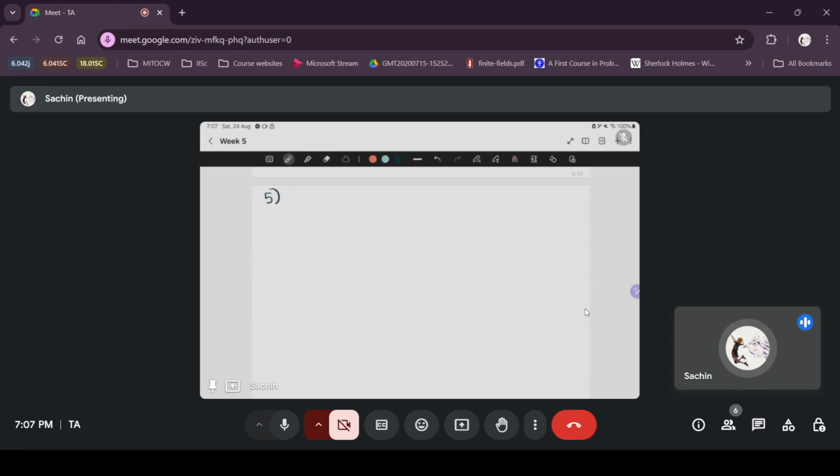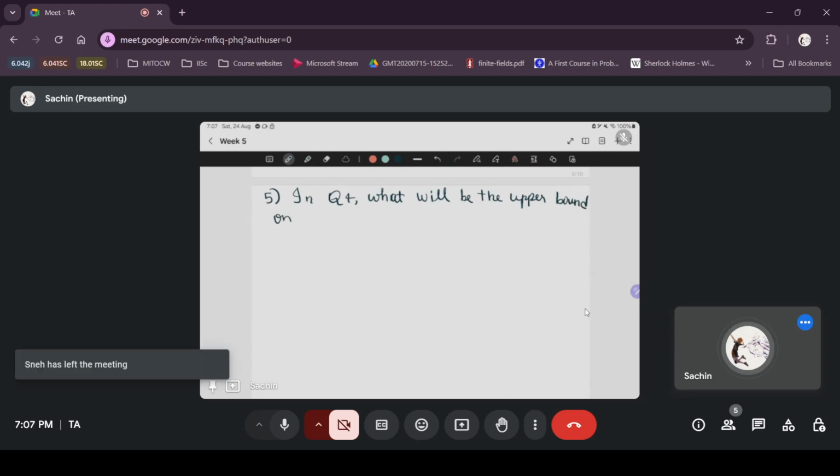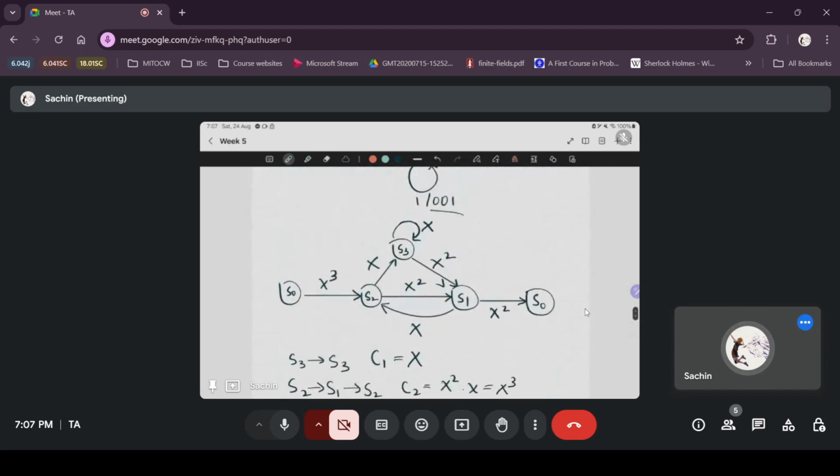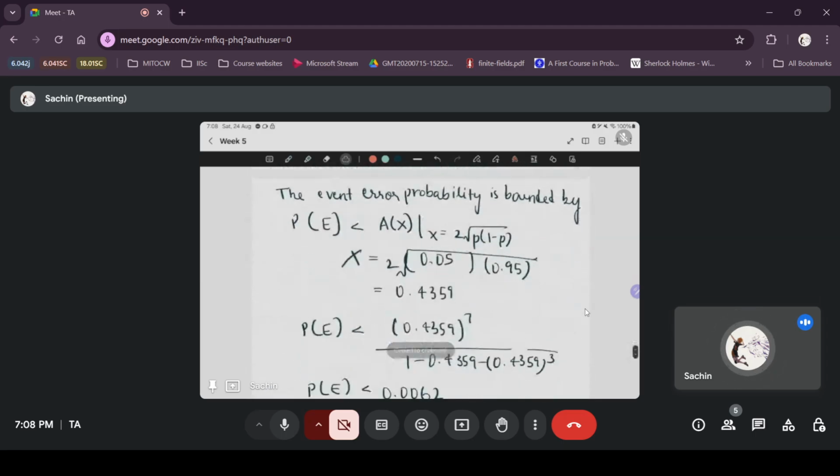We'll try to move fast. Question 5 in Q4: What will be the upper bound on bit error probability? Okay, so it's very similar to the previous question, so I might as well copy everything and then do slight changes here. So give me a few seconds to copy the stuff.